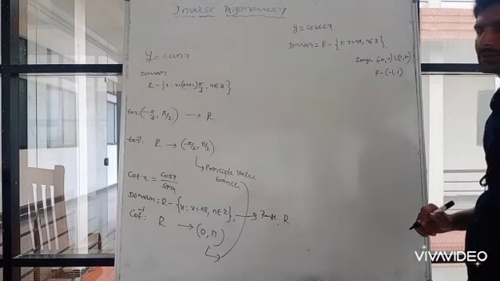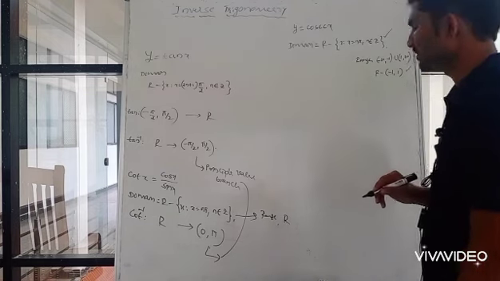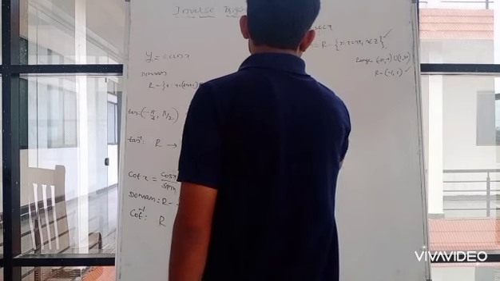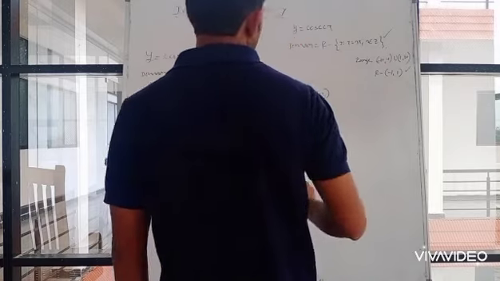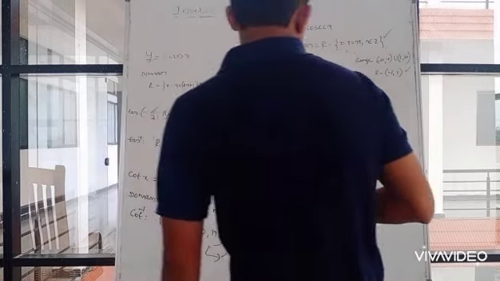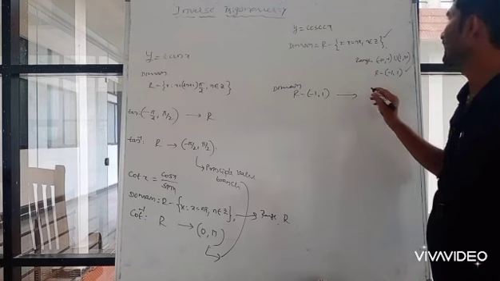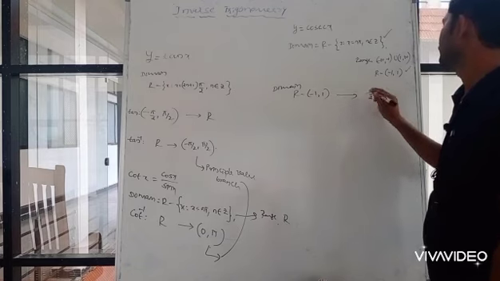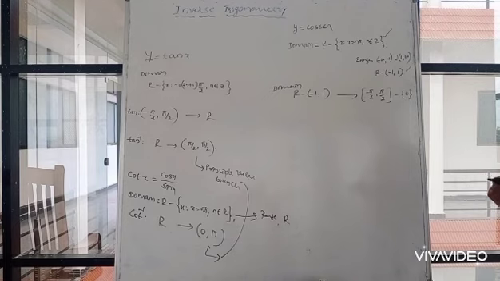So this is the domain and this is the range. Then here also we need to restrict. Restriction: here R minus of minus 1 to plus 1 is the domain for the cosec inverse function, and the range will be restricted to minus pi by 2 to plus pi by 2, except 0.